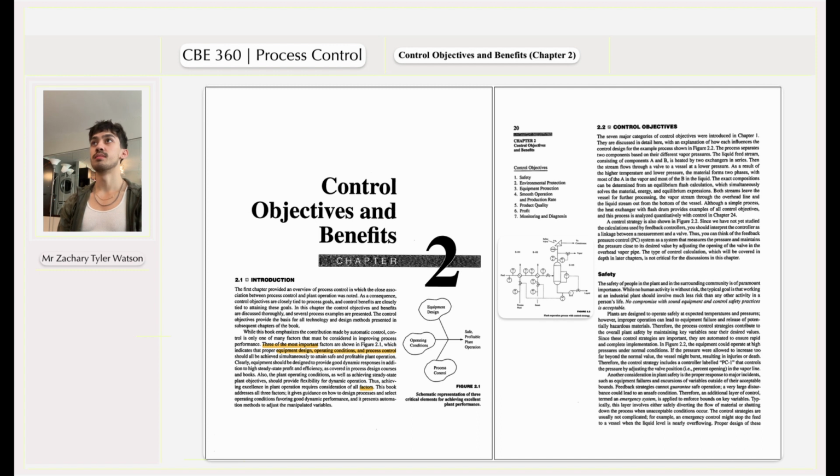In figure 2.2, the equipment could operate at high pressures under normal conditions. If the pressure were allowed to increase too far beyond the normal value, the vessel might burst, resulting in injury or death. Therefore, the control safety strategy includes a controller labeled Pressure Controller 1 that controls the pressure by adjusting the valve position, or the percent opening, in the vapor line. In figure 2.2, we have a pressure controller right before the safety valve.